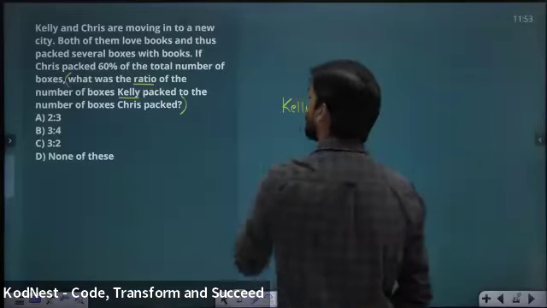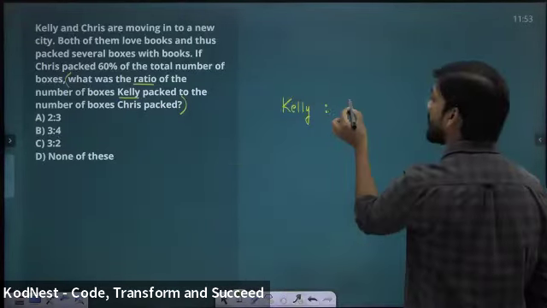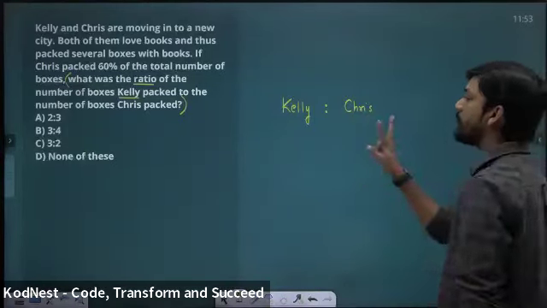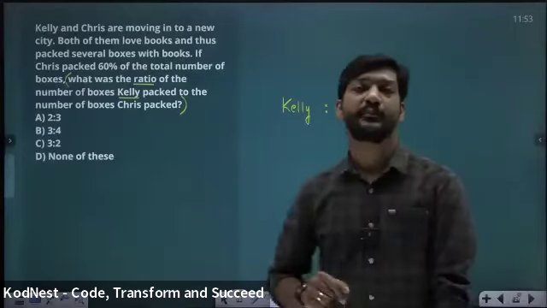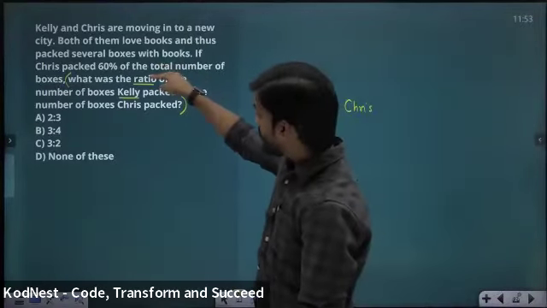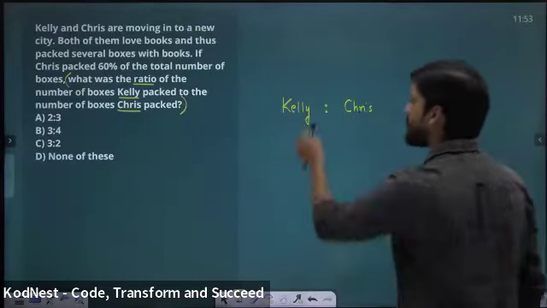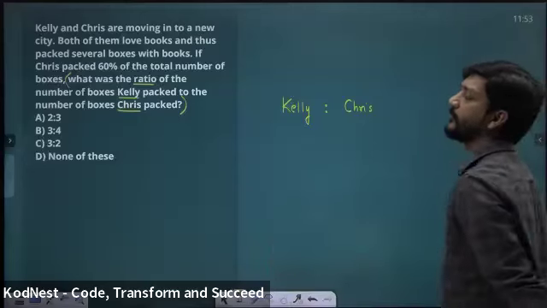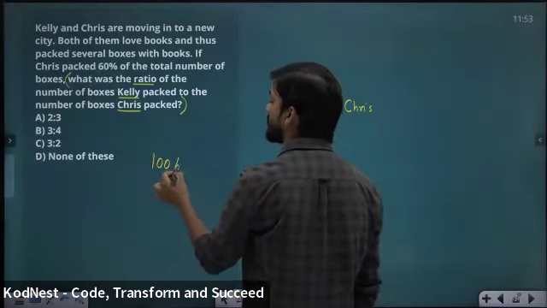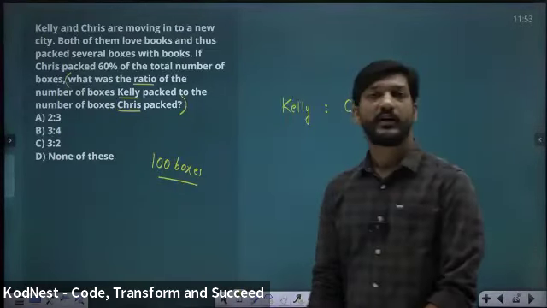Then the next one is Chris. So they are asking Kelly ratio Chris. Please, by mistake, don't calculate just opposite of this. The ratio which they are asking, Kelly is first, Chris is second. So first take Kelly, then take Chris. I'm assuming there are 100 boxes. Okay, I can assume. Please answer.